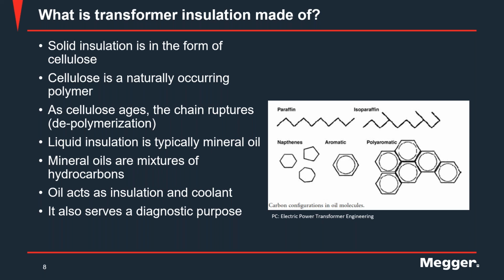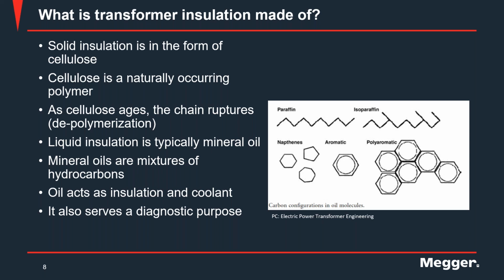Cellulose is a naturally occurring polymer, which means it's a chain of thousands of repeating units called monomers. These monomers resemble glucose. As cellulose ages, this chain ruptures at different points, and this process is called depolymerization. You might be aware of a test called degree of polymerization, the DP test, which is done on solid insulation samples in a transformer to determine the condition of the insulation. So this is what that test looks at.